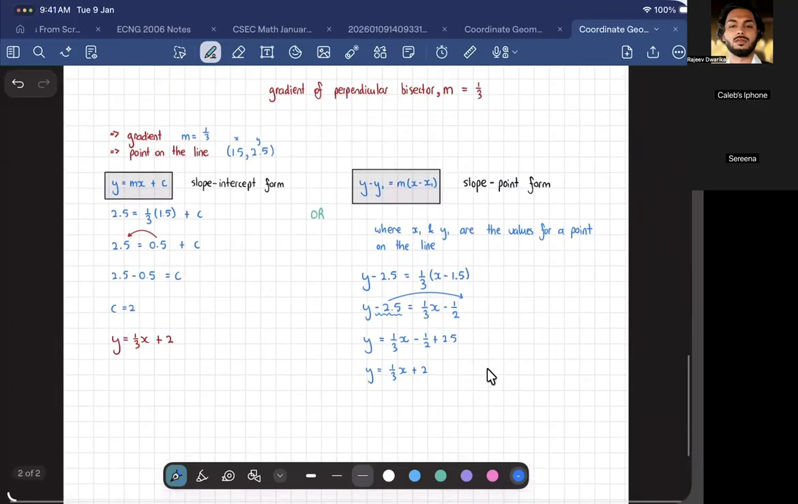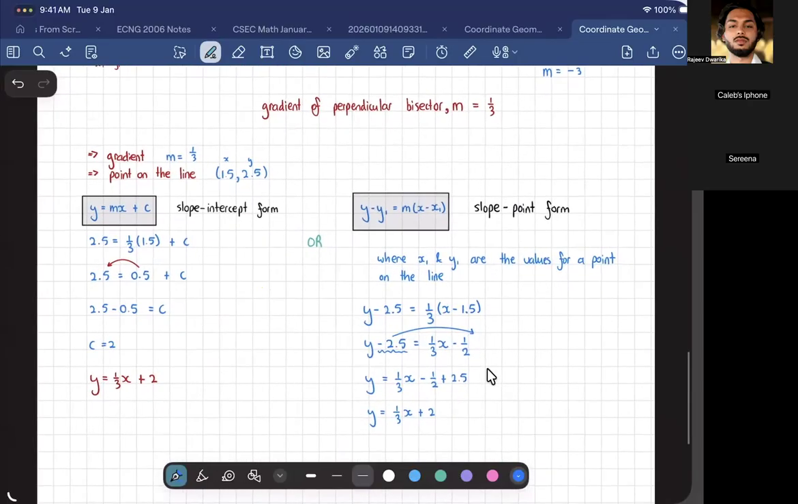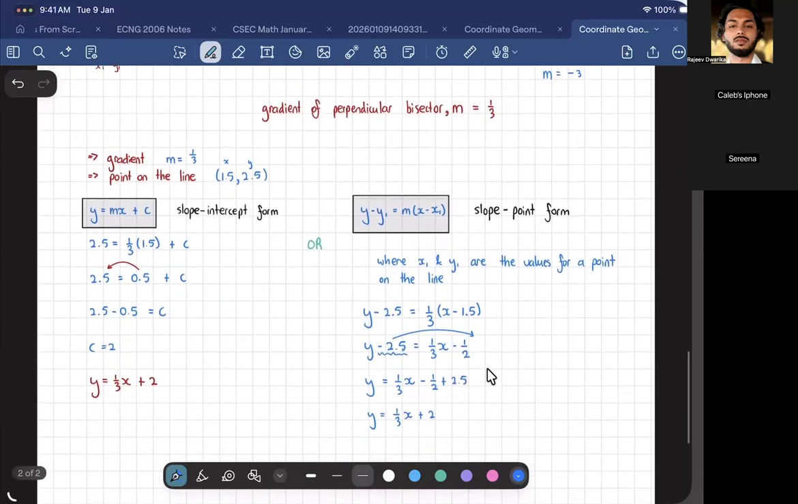Which method do you all prefer, the slope-intercept form or the slope point form? Slope-intercept. Same. Slope-intercept. I think that's the easier one, for sure. I feel like it requires less brain power to remember, because again, everybody knows y is equal to mx plus c. We all know that. Yeah.